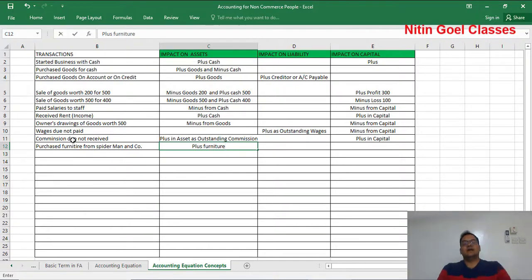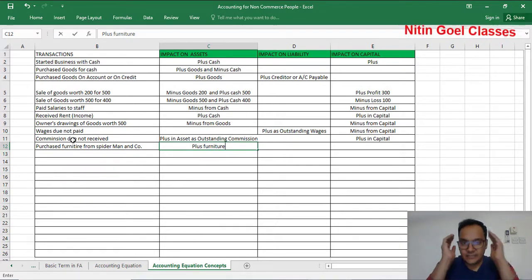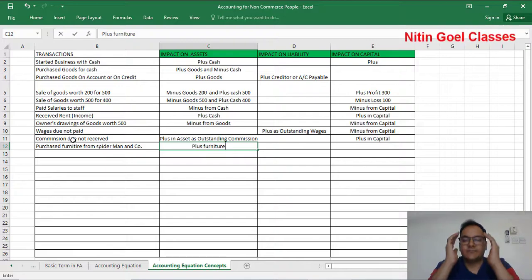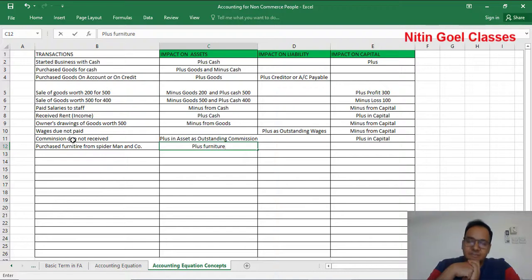Now the thing is, are we given any statement relating to whether it is a cash purchase or a credit purchase? No. Now note it and listen to this very carefully. If in any transaction of sale or purchase, I am repeating it, if in any transaction of sale or purchase, the party's name is given, but nothing is mentioned about cash payment or cash receipt, then it is considered as a credit or on account transaction.